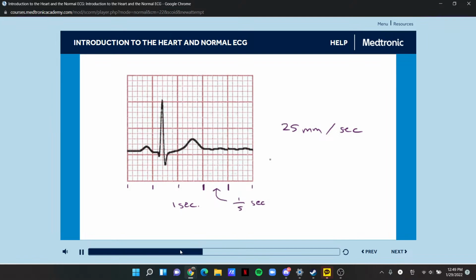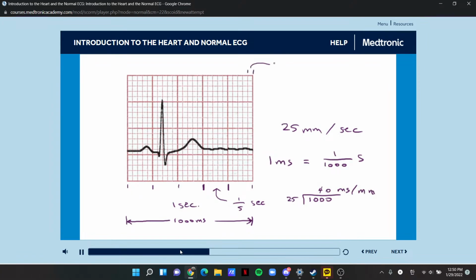Going back to the metric system, 1 millisecond is 1/1000th of a second, and therefore there are 1,000 milliseconds covered in the space of 25 millimeters. If we divide 1,000 by 25, we get 40 milliseconds per millimeter. Therefore, one of these small boxes, or 1 millimeter, represents 40 milliseconds of time.